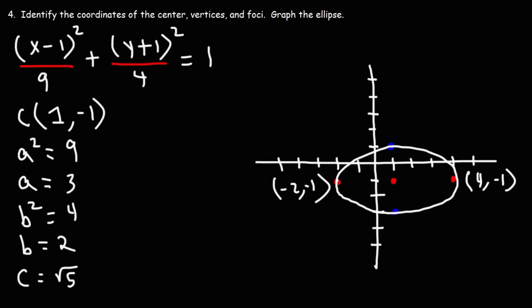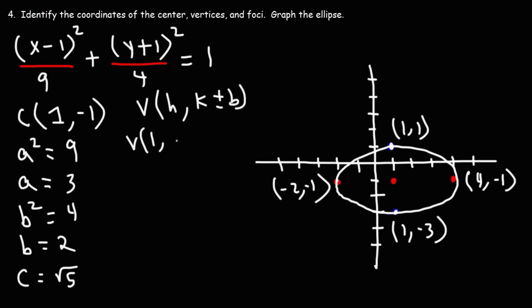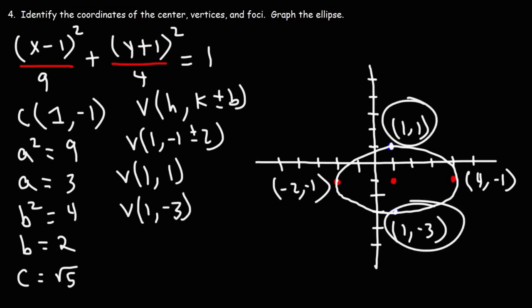Now let's find the minor vertices of the ellipse. So this point here has an x and y value of 1, and this point here has an x value of 1 but a y value of negative 3. Or you could use this formula. Actually, I take that back. It's h comma k plus or minus b. So h is 1, k is negative 1, b is 2. So it's negative 1 plus 2, which is 1, and then it's negative 1 minus 2, which is negative 3, giving us those two minor vertices.